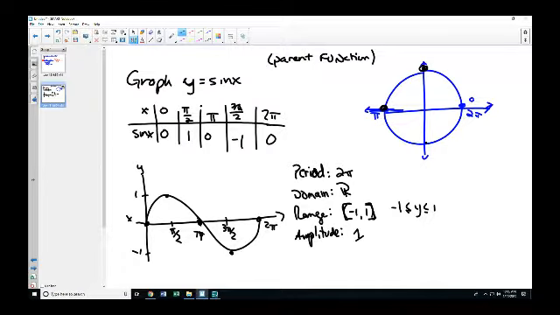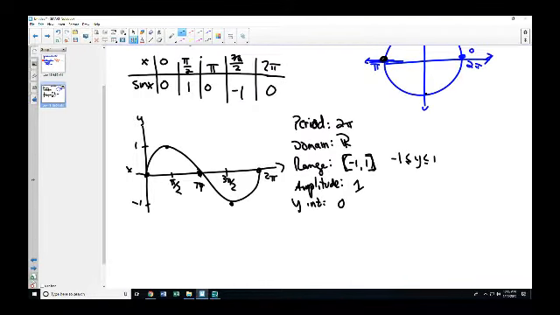What's the y-intercept? 0. Nice. And we can go through and analyze this graph just like we have any others. X-intercepts? 0, pi, 2 pi, 3 pi, 4 pi, 5 pi, 6 pi.